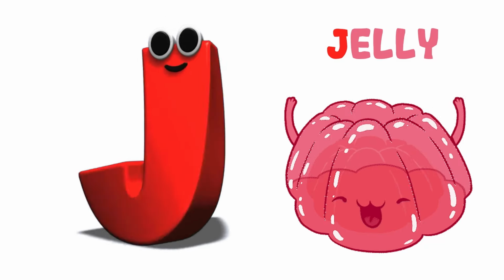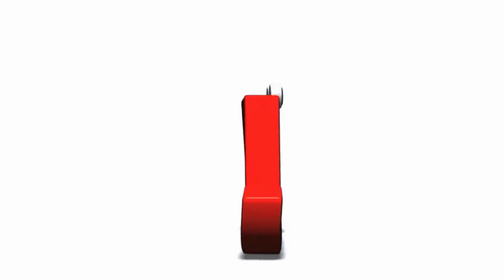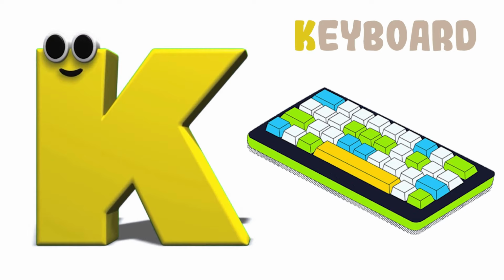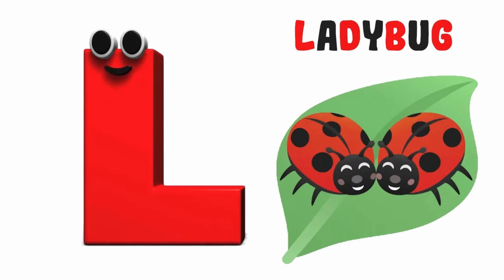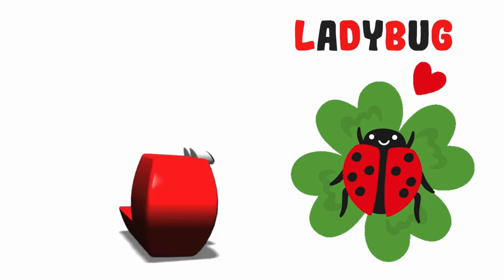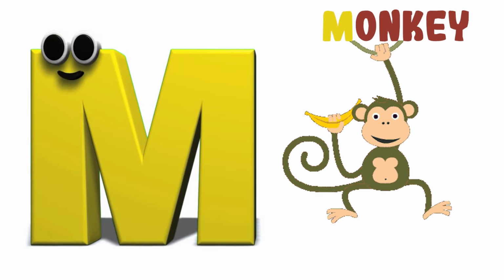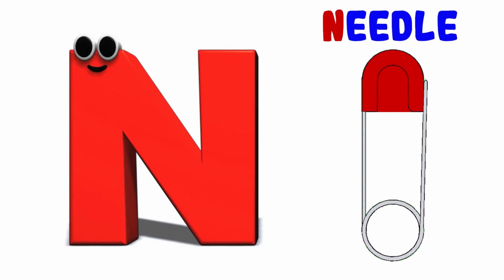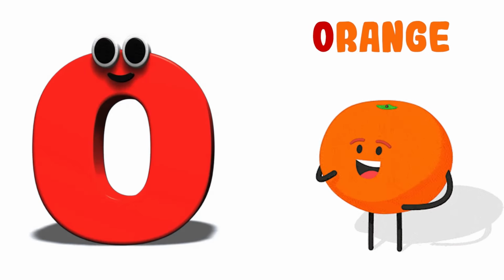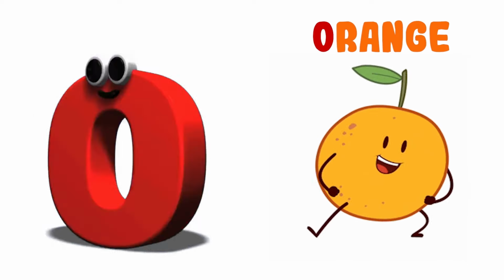J is for jelly, j, j, jelly. K is for keyboard, k, k, keyboard. L is for ladybug. M is for monkey, monkey. N is for needle, needle. O is for orange, orange.